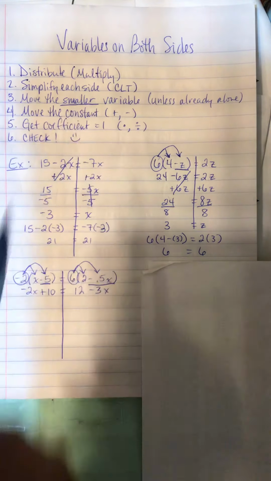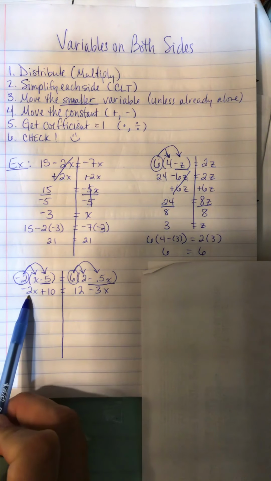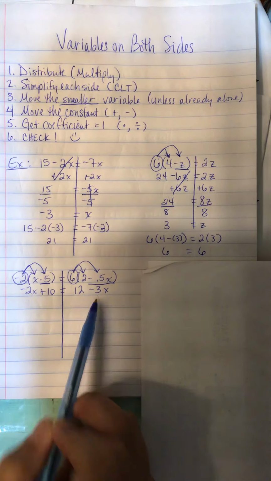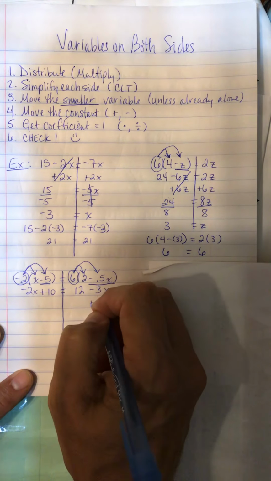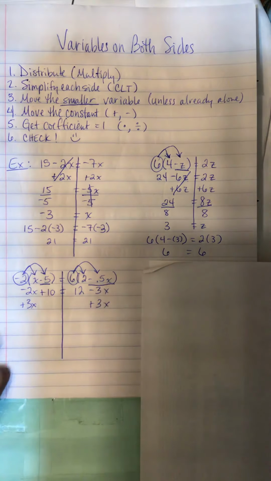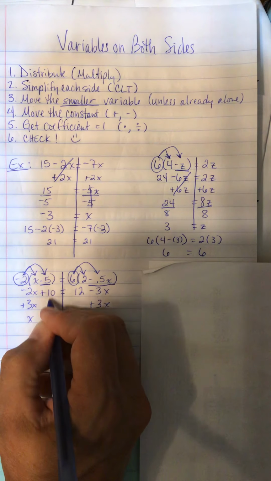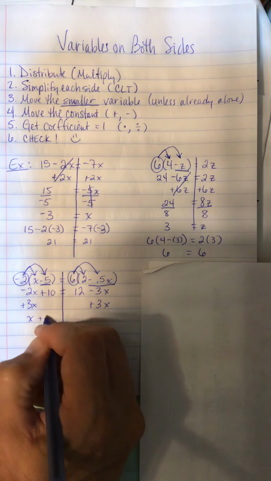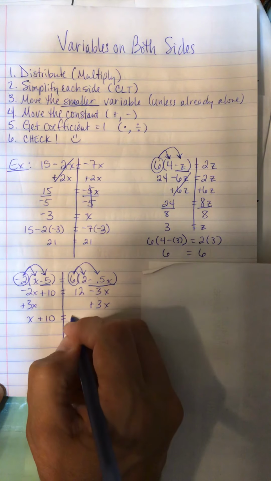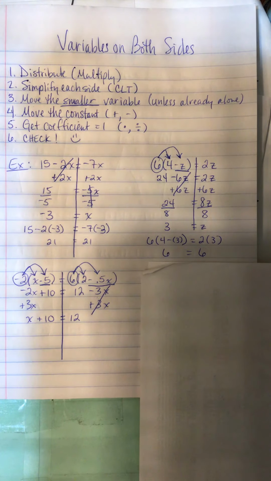Step number 3, move the smaller variable. You always want to move variables first. So here I have a negative 2x. Here I have a negative 3x. Negative 3x is smaller. The opposite of that would be add 3x. So I will add 3x to both sides. Negative 2x plus 3x is positive 1x. We didn't do anything with the plus 10, so we just bring it right down. We didn't do anything with the 12, so we just bring it down. And the x's right there are canceled.